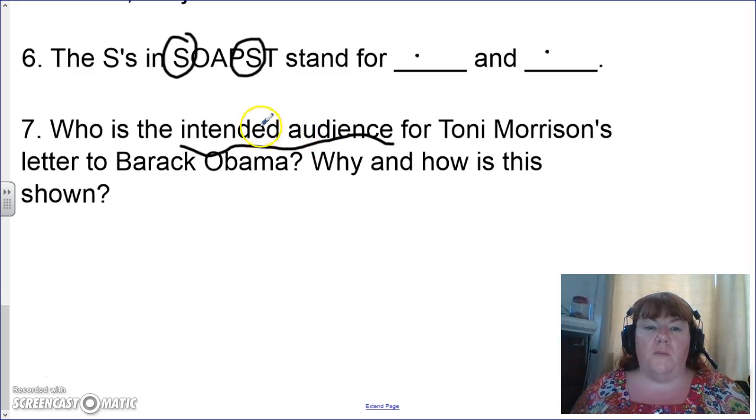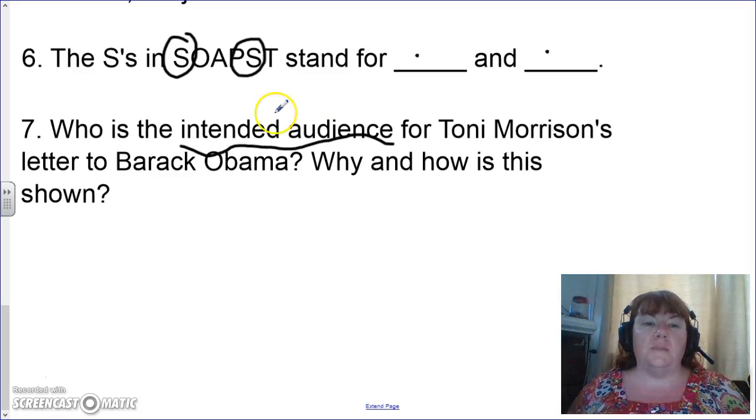Now, if you remember from our notes and what we wrote down for the SOAPST for this piece, there are two intended audiences. The first one is the letter that she actually wrote, who she addressed it to, which is Barack Obama. And then there is the audience, or sorry, the readers of the New York Times. We say the readers of the New York Times because that's where she published it. So those are her two intended audiences. And then here we do why and how is this shown.